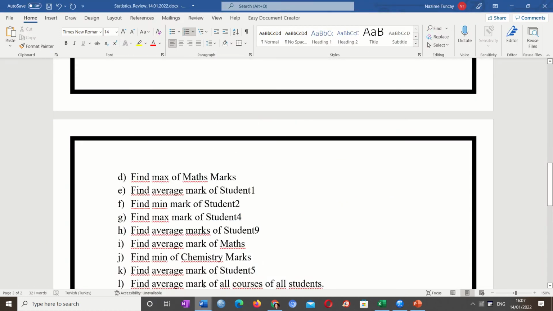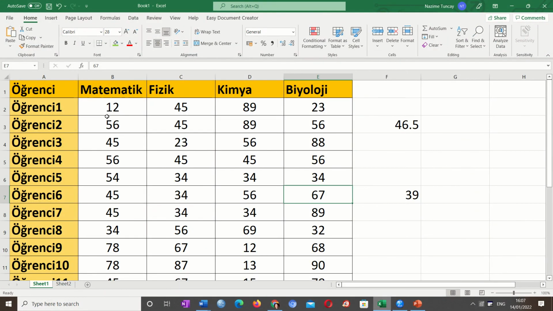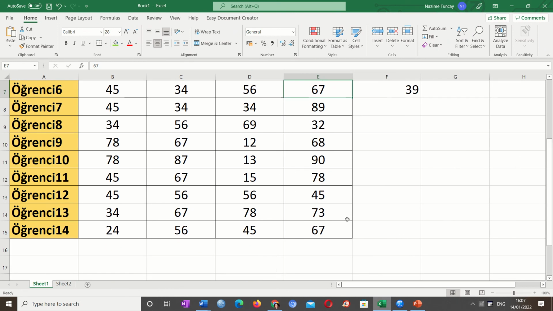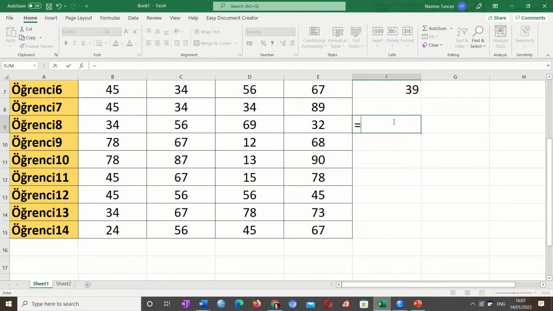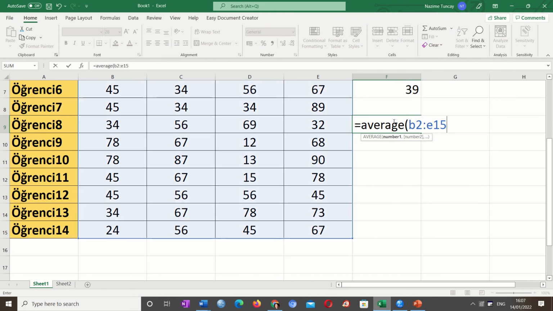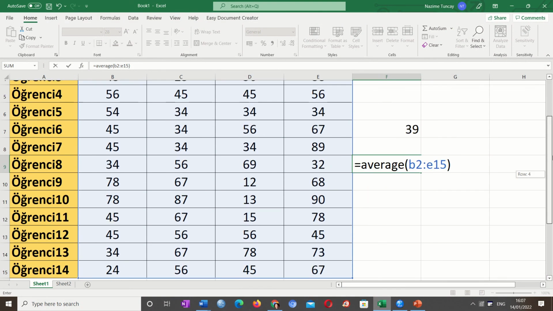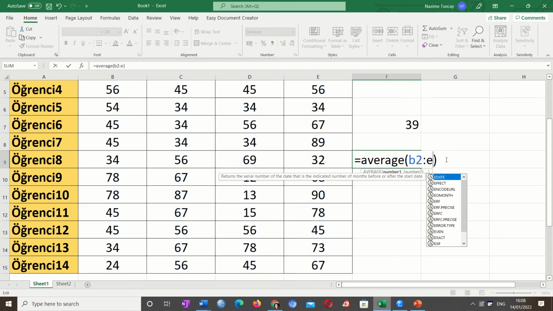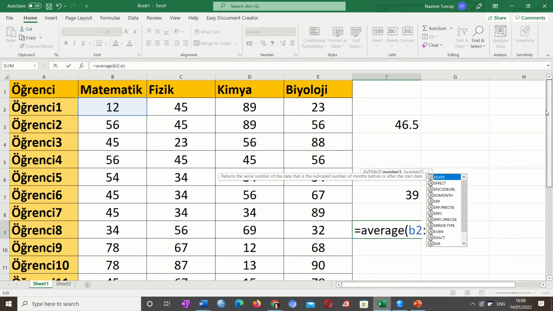Find the average mark of all courses of all students. How can I find the average mark of all courses of students? For that, I have to start from the beginning. This is B2, and until here, this is B15. So I have to write equal average. I want to find the average of all the marks. So this is the starting point always, and this is the ending point, E15. Look here. When I write it, it selects all the data here. Okay? See it again? Now, here I start from this cell here, this is B2.